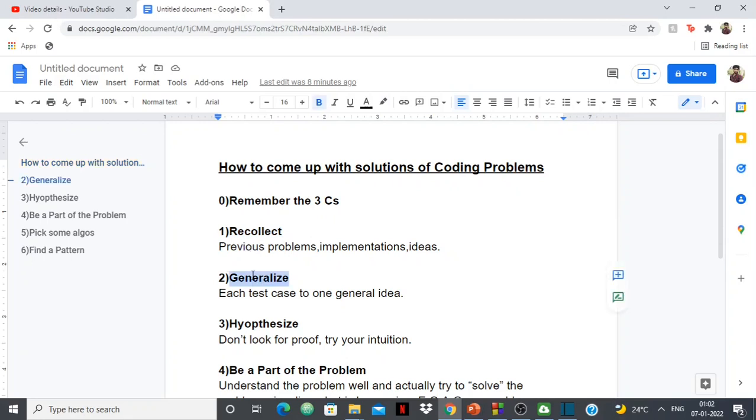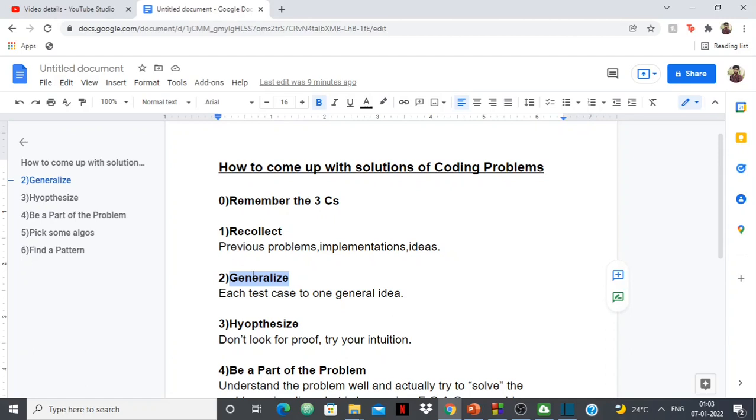The next technique is generalize. So what do I mean? Certain test cases are given to a coding problem, right? For every coding problem there are certain test cases given. So try to find the solution in your own way to each test case. For example, for this test case you can find the answer like this, for that test case you can find the answer like this, and then try to generalize: how will I find the answer for a general test case? So from specific you're going to general. Try to generalize and put all the test cases in one.